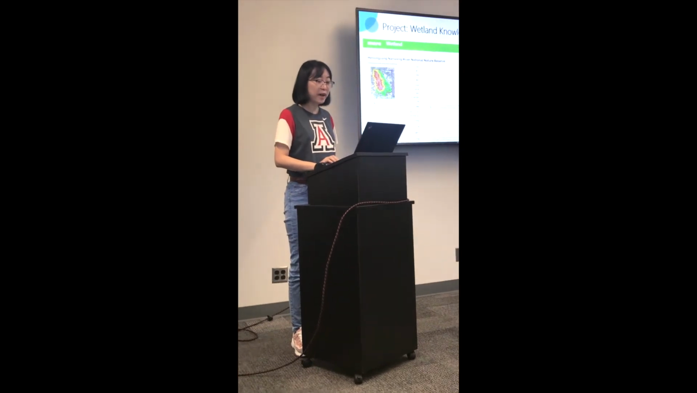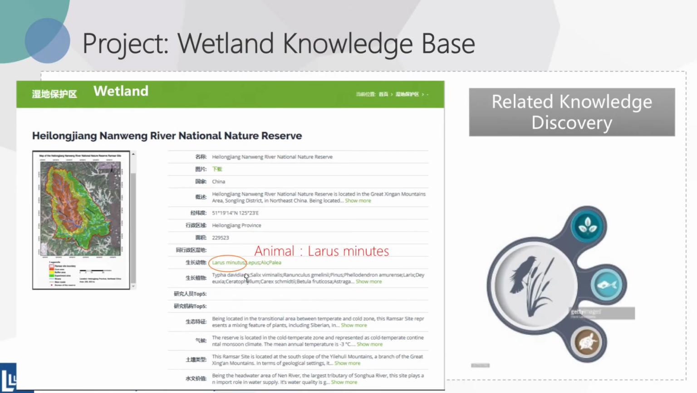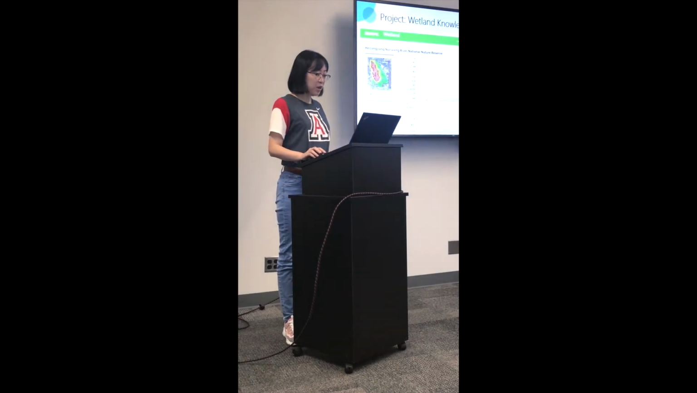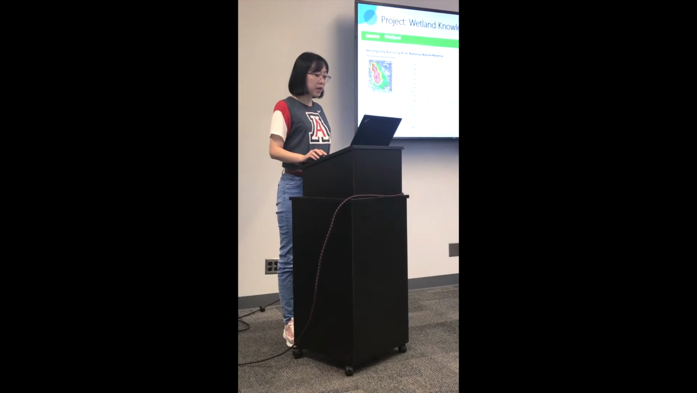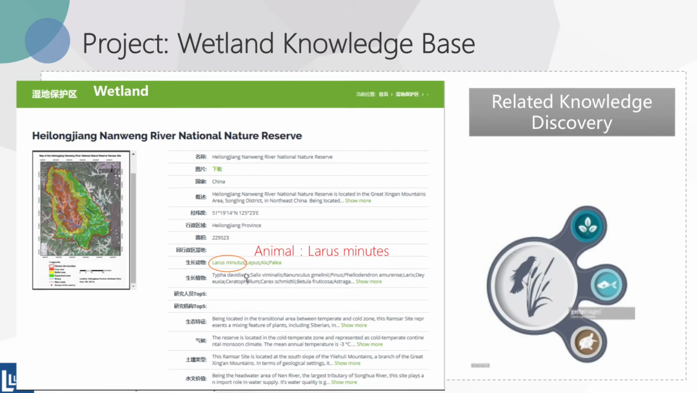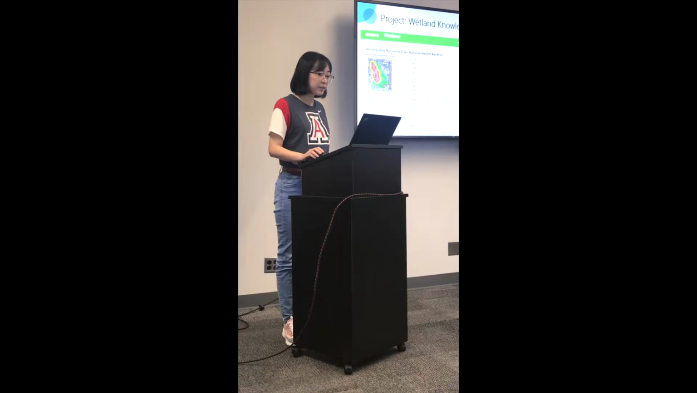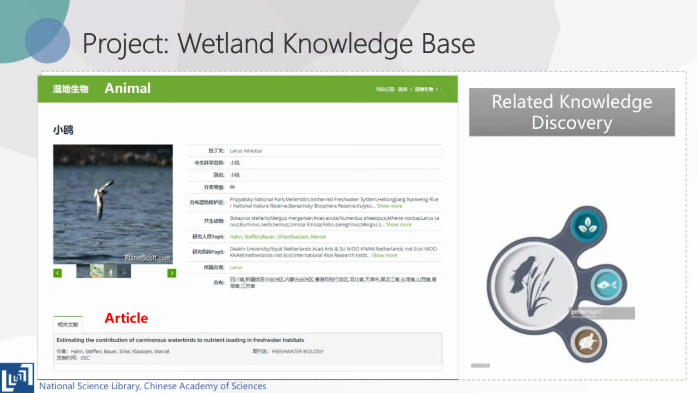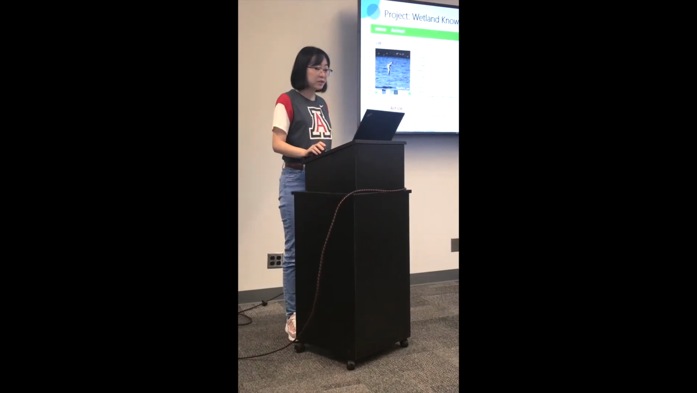Our system also provides related knowledge discovery. On this page, we can see the detailed information of the wetland, just some basic information, and the animals living in this wetland. If we click on this information, we can link to the page of the animal. We can see the detailed information of the animal, like the specific information of the animal and then the articles related to it.